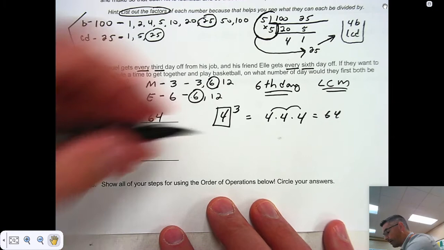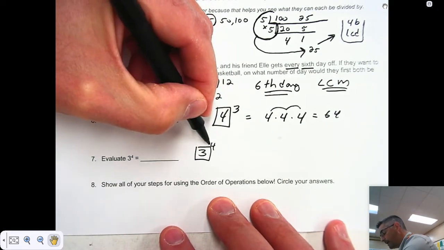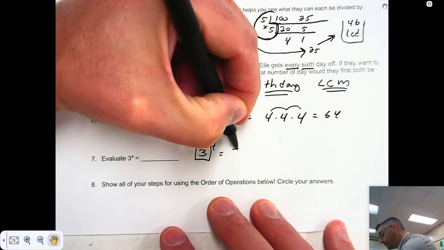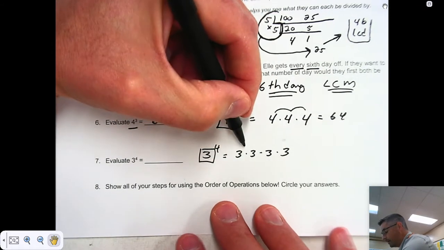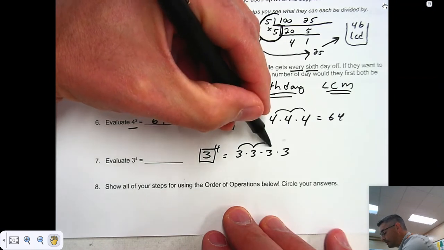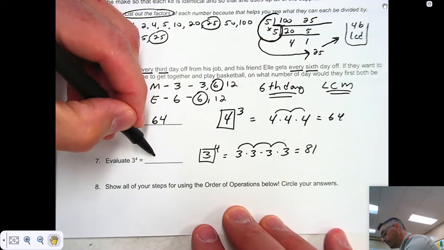3 to the 4th power. 3 is the base number. The exponent's saying multiply 4 copies of the base. So 3 times 3 times 3 times 3. So that's expanded form. 3 times 3 is 9. 9 times 3 is 27. 27 times 3 is 81.